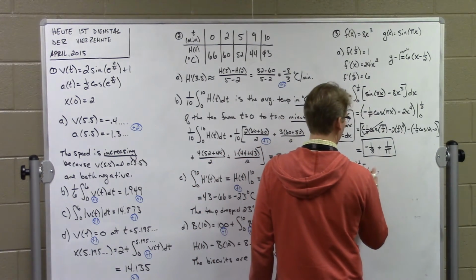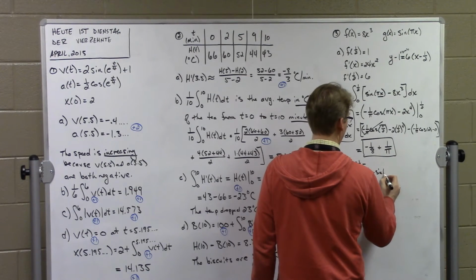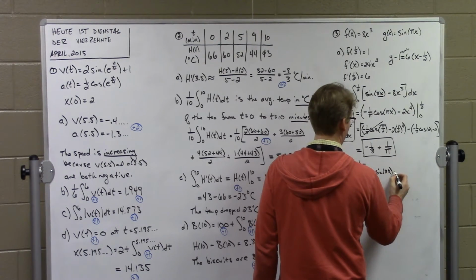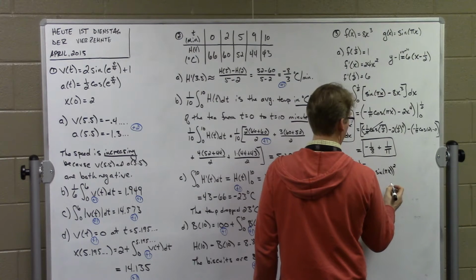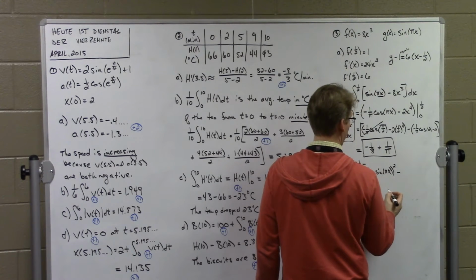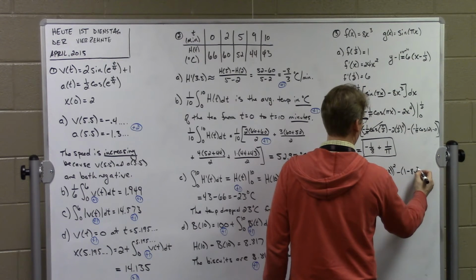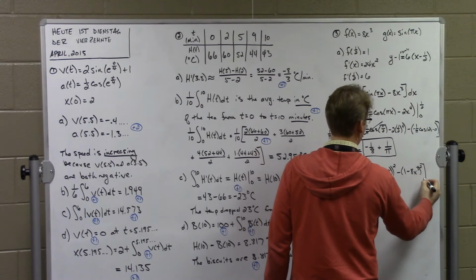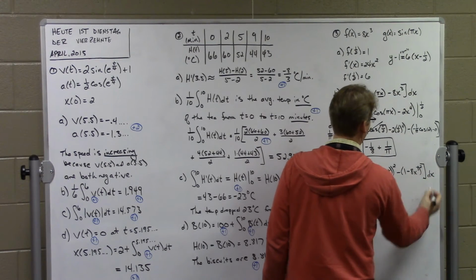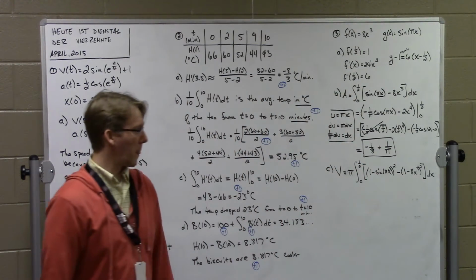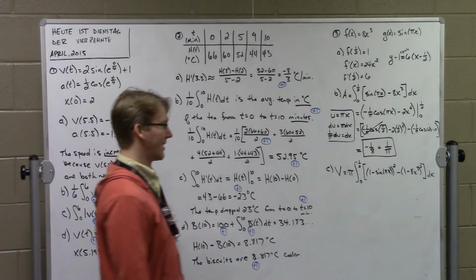Oopsie. You forgot the 1. And then I squared that whole thing. They're nice to us, yay. Then did minus, parentheses, 1 minus 8x cubed, and then I squared that, and dx. That's what I wrote. Okay, one tiny problem, it's wrong.